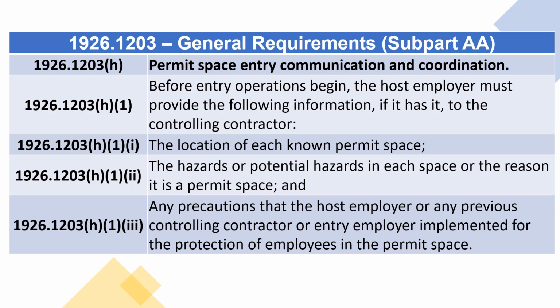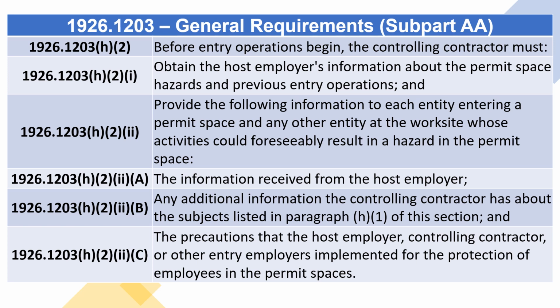1926.1203(h). Permit space entry communication and coordination. 1926.1203(h)(1). Before entry operations begin, the host employer must provide the following information, if it has it, to the controlling contractor: (h)(1)(i) through (h)(1)(iii). The location of each known permit space, the hazards or potential hazards in each space or the reason it is a permit space, and any precautions that the host employer or any previous controlling contractor or entry employer implemented for the protection of employees in the permit space.